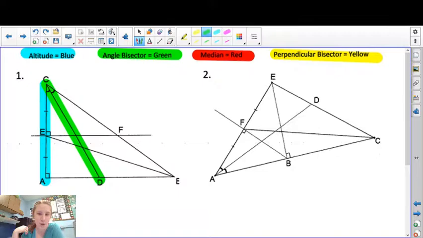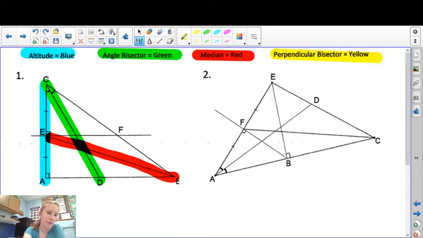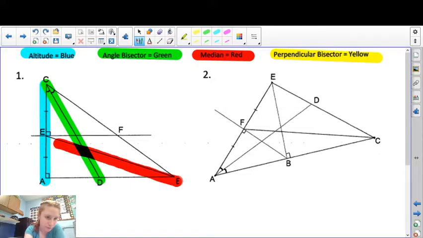The median goes from an angle to the side, and it cuts that side in half. So the only other angle that's getting cut is here. And then my perpendicular bisector, sorry, I'm trying to see so you can see the rest of E. I'll keep it red. And then my perpendicular bisector goes from a side to another side and creates a 90-degree angle.